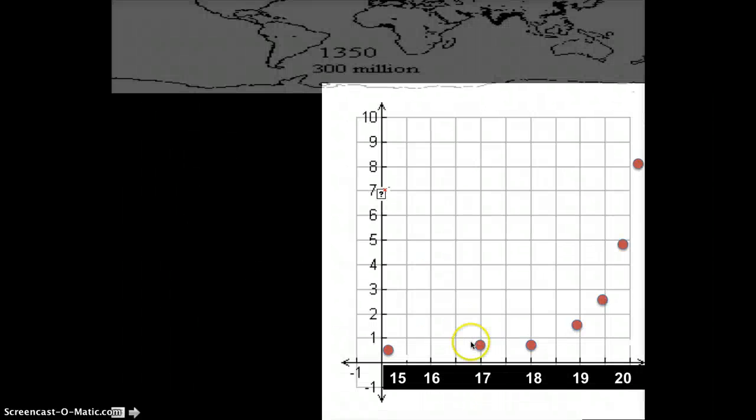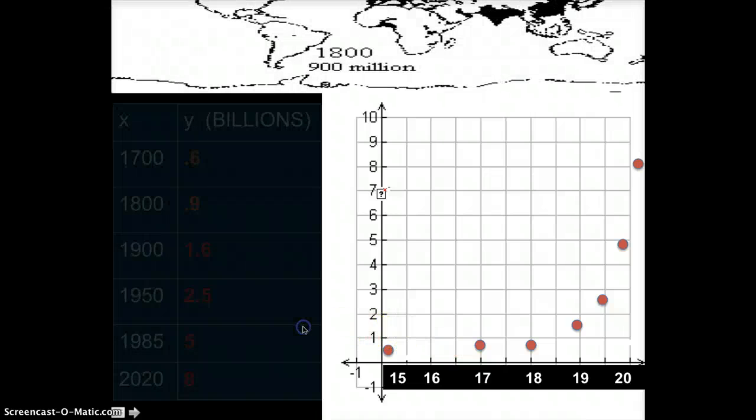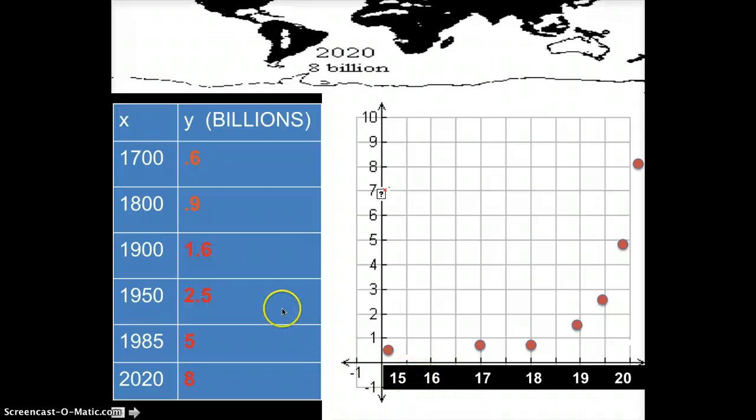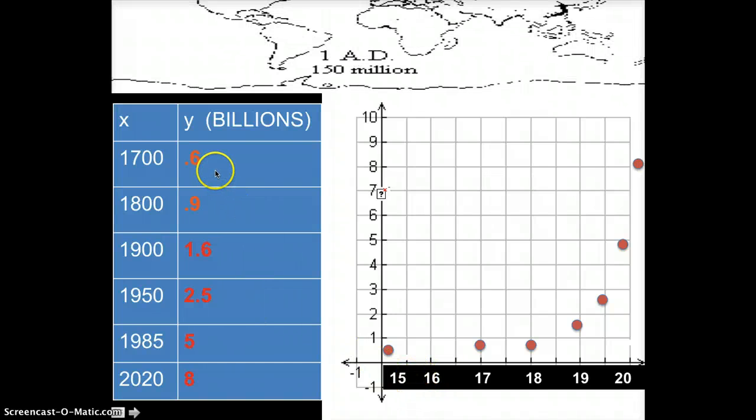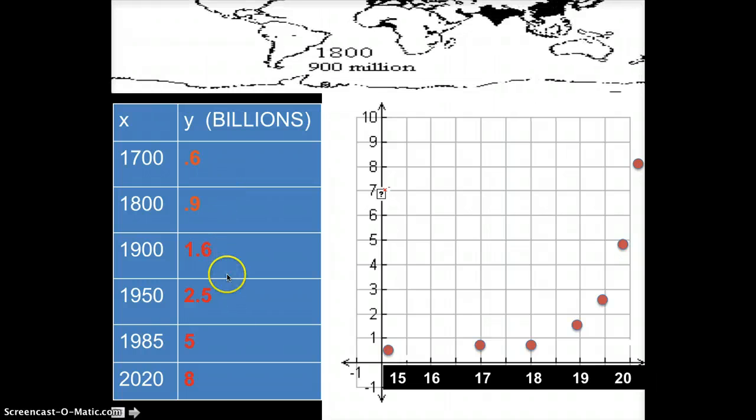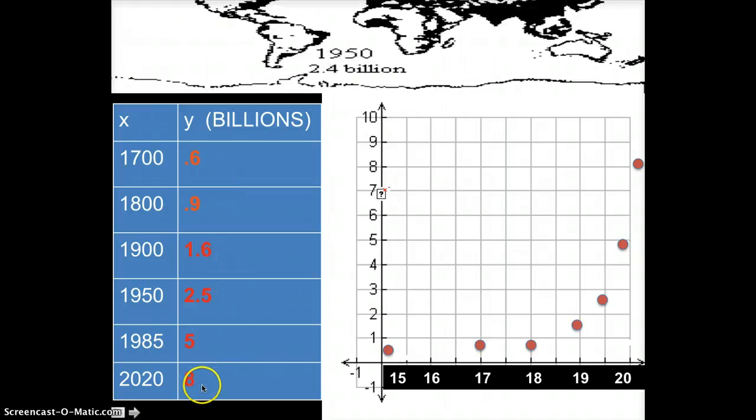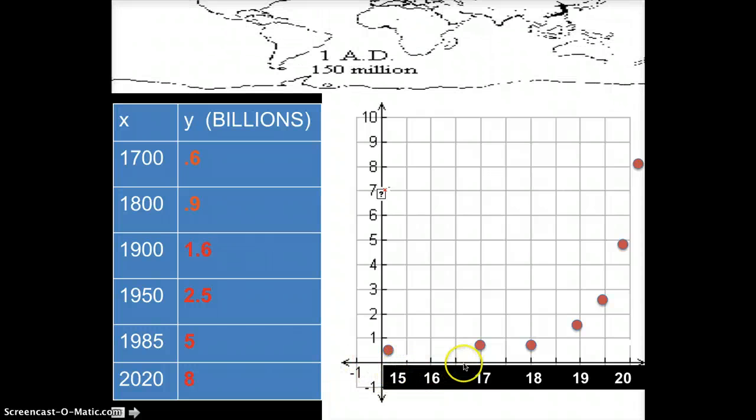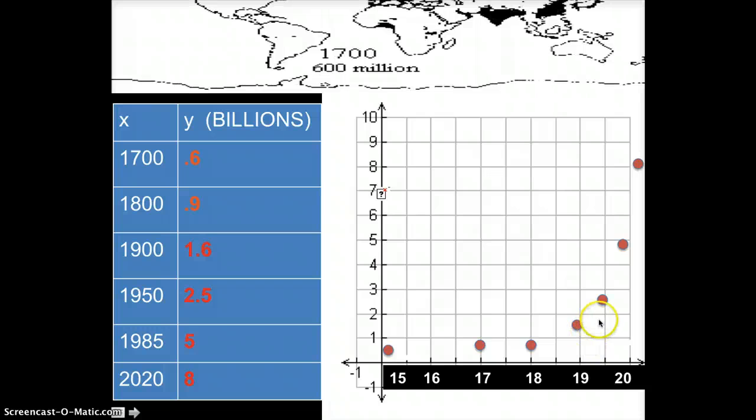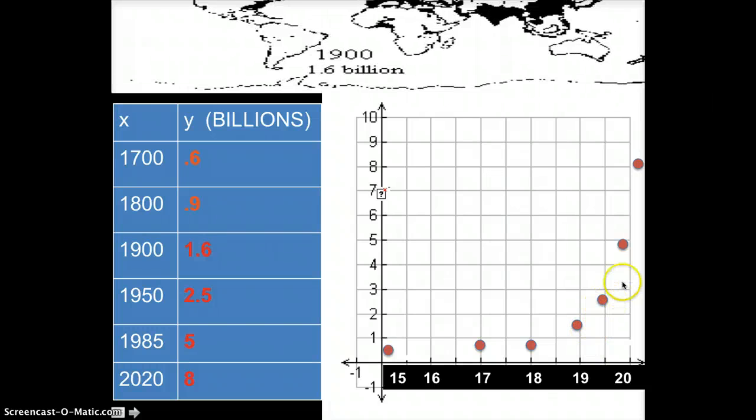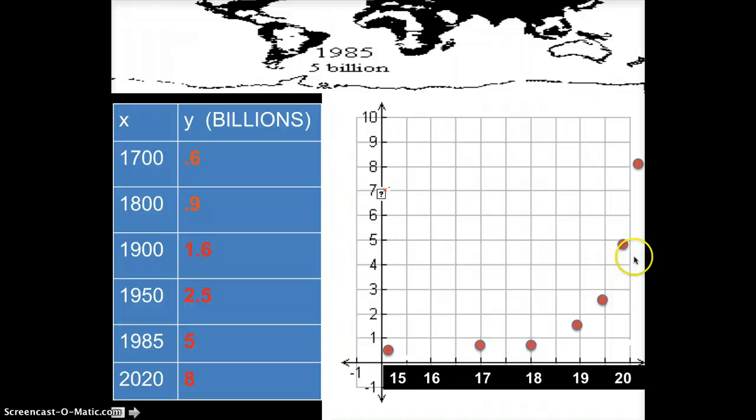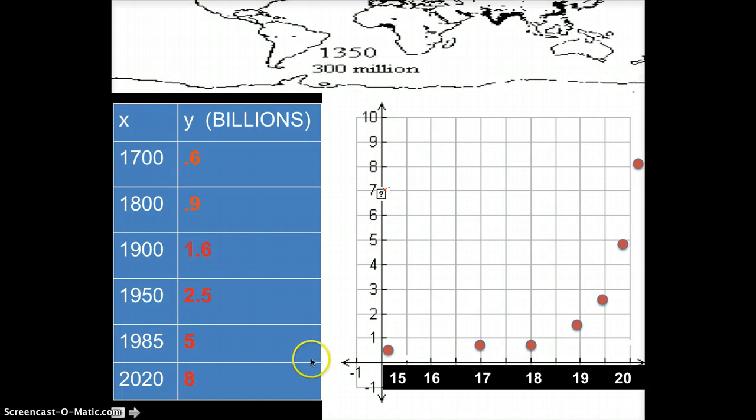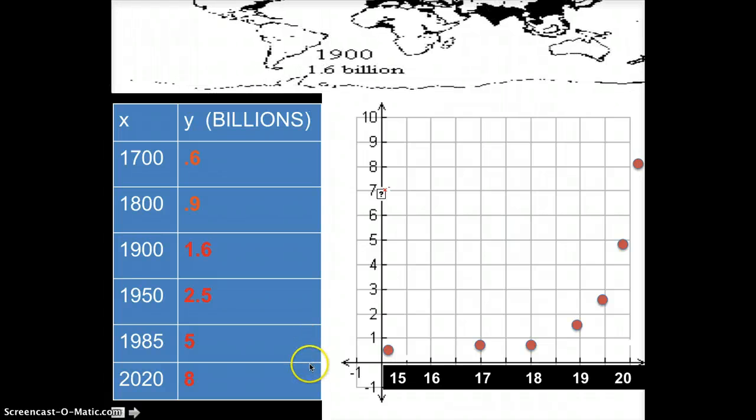So to graph those points on a chart, now I'm going to use 1700.6 billion, 600 million, up to 8 billion in 2020, and I've marked those off kind of closely: 1700, 1800, 1900, 1950, 1985, and so on. And put the points on the graph, and you can kind of get a graphic of what that looks like.